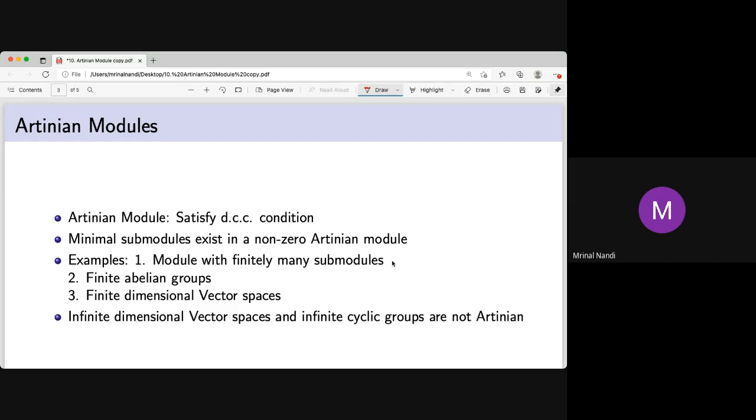Finite dimensional vector spaces are also examples of Artinian modules. Why is it so? It has infinitely many elements, but since it is finite dimensional, we know that if it is a proper subspace, the submodule is now a subspace, and its dimension must be strictly less. So if Mi plus 1 is a submodule of Mi, then the dimension of Mi plus 1 must be less than or equal to the dimension of Mi.